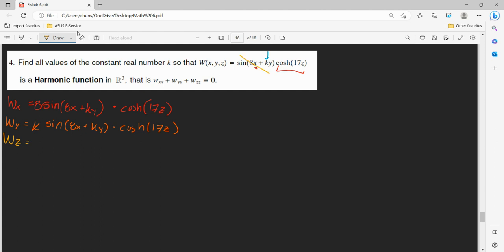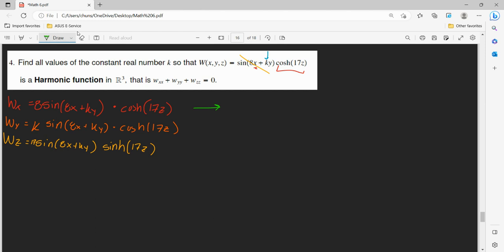So this is all just a constant, so that's just going to stay there. And this is multiplied by our derivative of our second term, 17z, and that 17 is going to come out to the front. Okay, so that is our first part. Now let's do our second part.